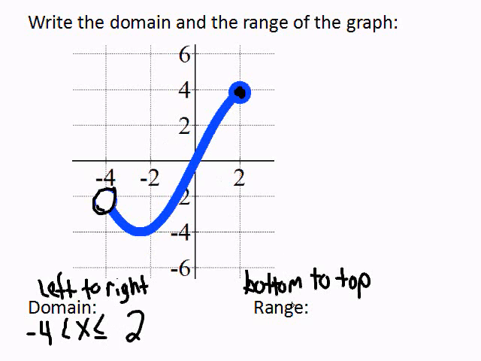Okay, let's talk about the range. How far down does Heidi go in her walk? Well, she goes all the way down to -4, so we write -4. How far up does she go on her walk? As she goes down and then back up, the highest point she gets to is a +4. Since we're talking about range, we're talking about y, so we'll put the y values in between. And we need to decide whether we're going to underline the symbols or not.